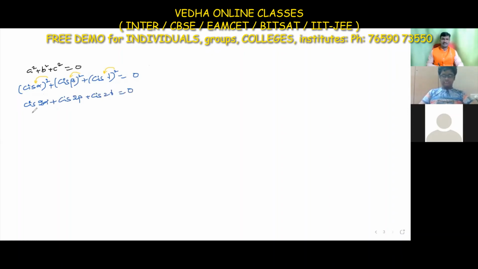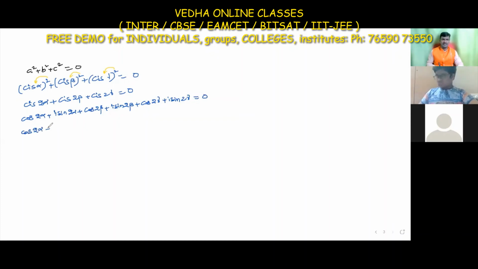Now separate it. Expanding: cos 2 alpha plus i sin 2 alpha, plus cos 2 beta plus i sin 2 beta, plus cos 2 gamma plus i sin 2 gamma is equal to 0. Now we separate the real and imaginary parts.